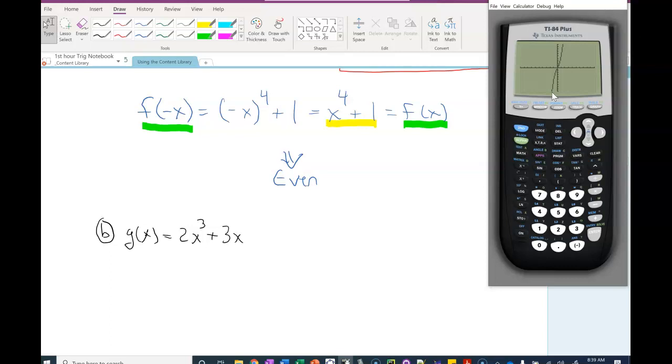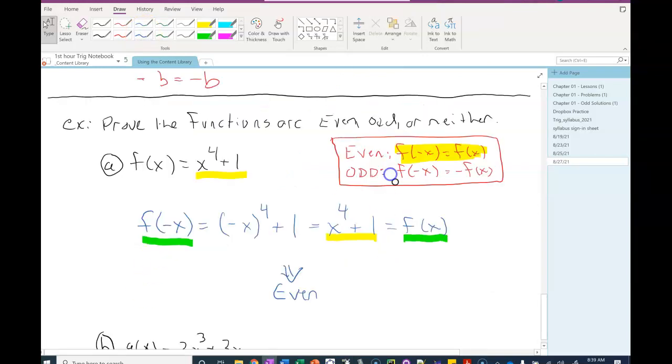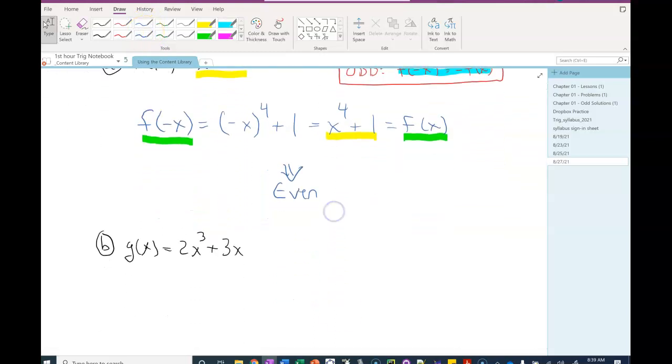Okay. Let's go ahead and start the proof then. So again, here I'm looking at an odd function. Again, I'm going to start with f of negative x. Well, I guess g of negative x. My function is named g in this case. So when I do g of negative x, I'm going to replace all the x's in g with negative x's. Everybody so far so good?